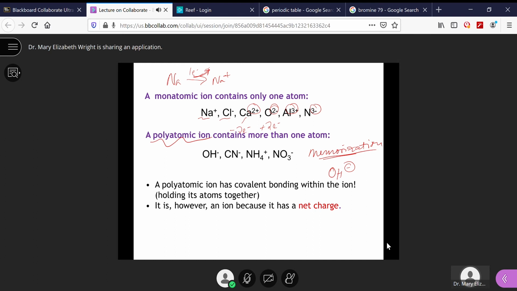Another thing that's tricky about polyatomic ions is that they have covalent bonds, but they are still considered to be an ion because they have an overall net charge. So all these bonds that you see right here, in a rudimentary structure I drew, that are holding the nitrogen and the hydrogens together are actually covalent bonds. What are covalent bonds based in?